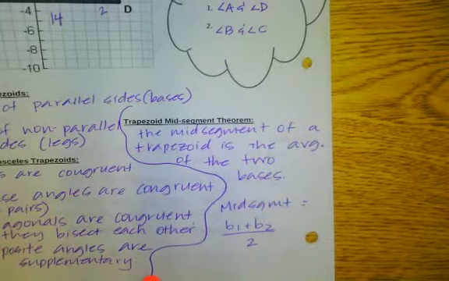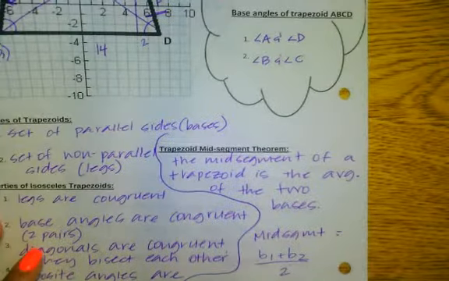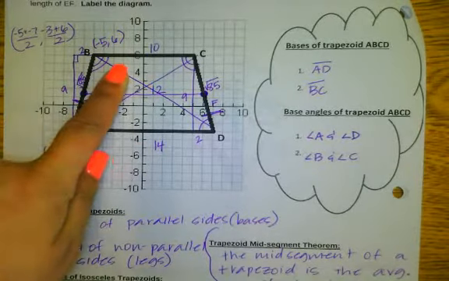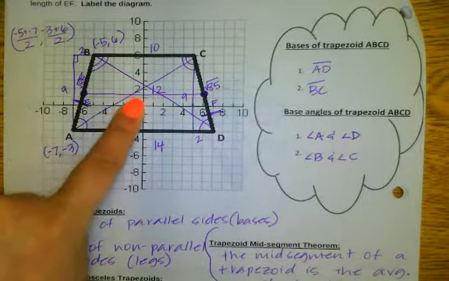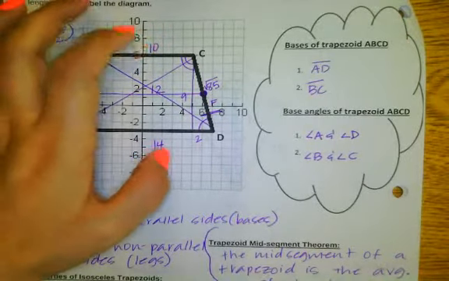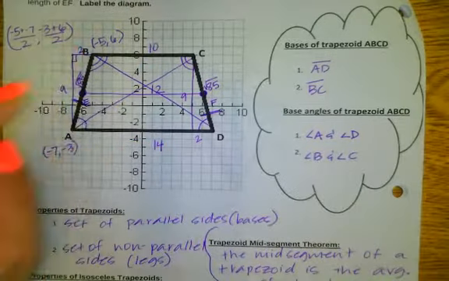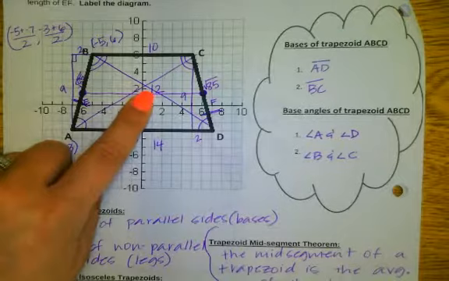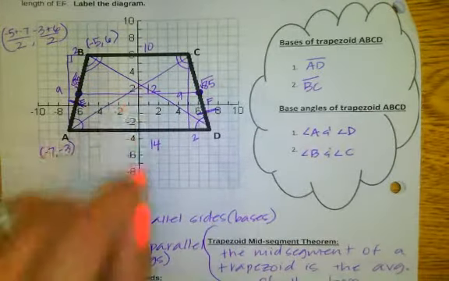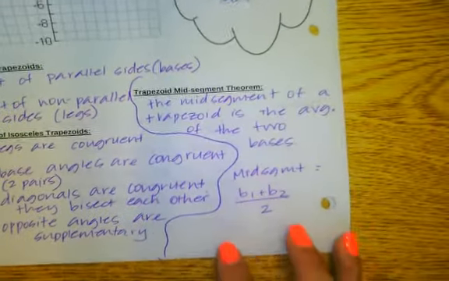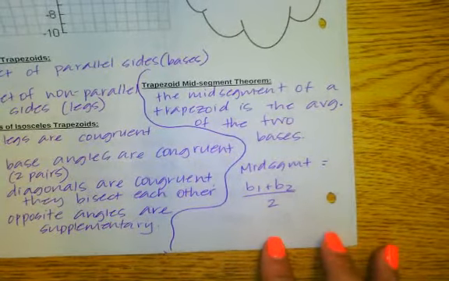Okay, so if you look at our picture up here, 14 plus 10 is 24, divided by 2 is 12. So the mid-segment is 1/2 of your two bases added together. So 10 plus 14 is 24, divided by 2 is 12, and that's why EF is your mid-segment. Okay, questions on our properties? Okay, pink sheet then.